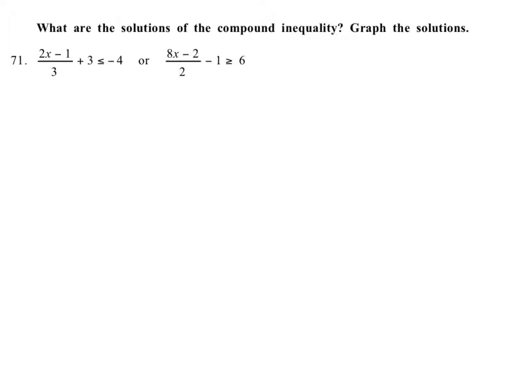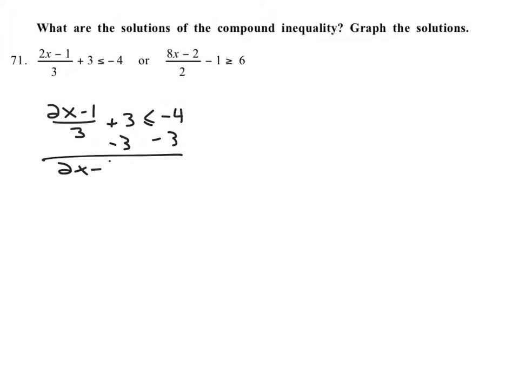All right, what are the solutions of the compound inequality? We're going to graph when we finally get it. And I'm going to do this in parts. So I'm taking this 2x minus 1 over 3 plus 3 is less than or equal to negative 4. I'm going to solve this first. Okay, and the first thing I'm going to do is undo this plus 3 with a minus 3. So minus 3, minus 3. And we've got 2x minus 1 over 3 is less than or equal to negative 7.